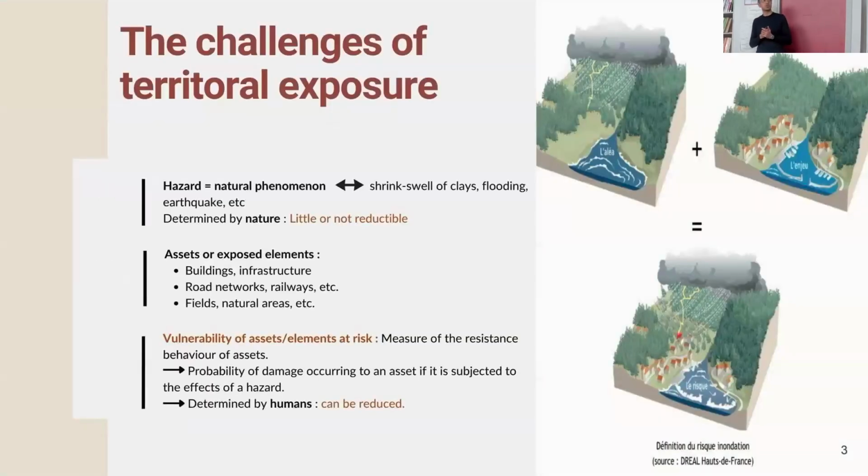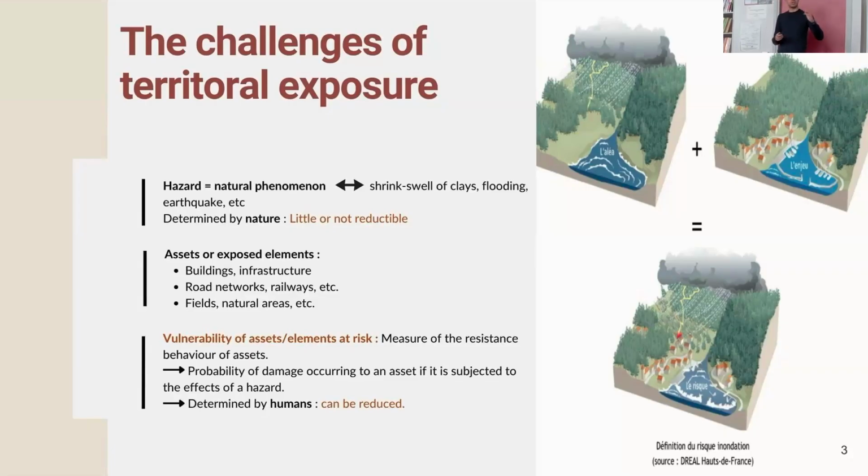The context of my project is the vulnerability assessment to natural hazards. Natural hazards are natural phenomena that could be, for example, shrink-swell clay phenomenon, flooding, earthquake, etc. The natural hazard impact is determined by the nature and the vulnerability of the exposed elements. The exposed elements are all the elements that could be impacted or damaged by the natural hazard. For example, an earthquake could damage buildings. So the buildings are our exposed elements.